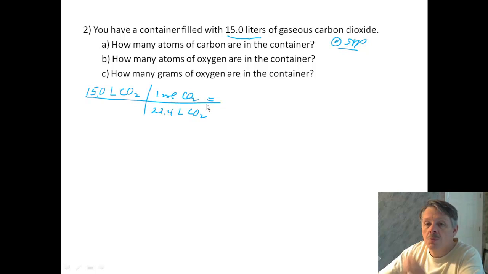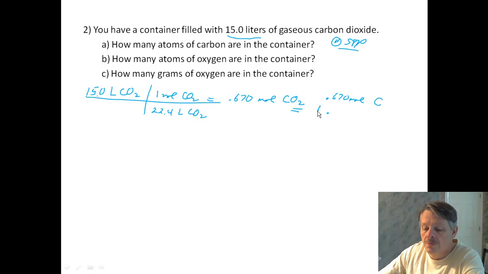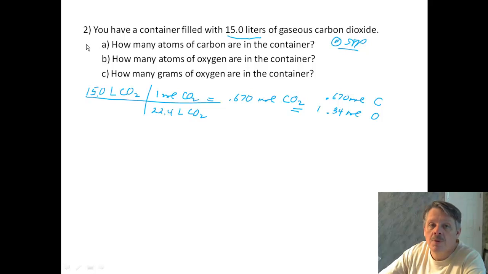So if we multiply that out, we come up with 0.670 moles of CO2 gas. Well, similarly to our logic last time, that tells us that we have 0.670 moles of carbon, because that's what makes up CO2. But we have to have twice as much oxygen. So we have 1.34 moles of oxygen. Okay, now using that information, we should be able to solve the problem that we have up at the top.